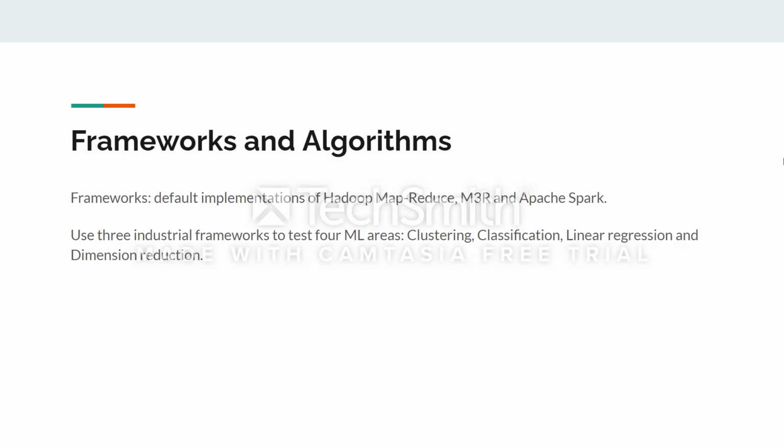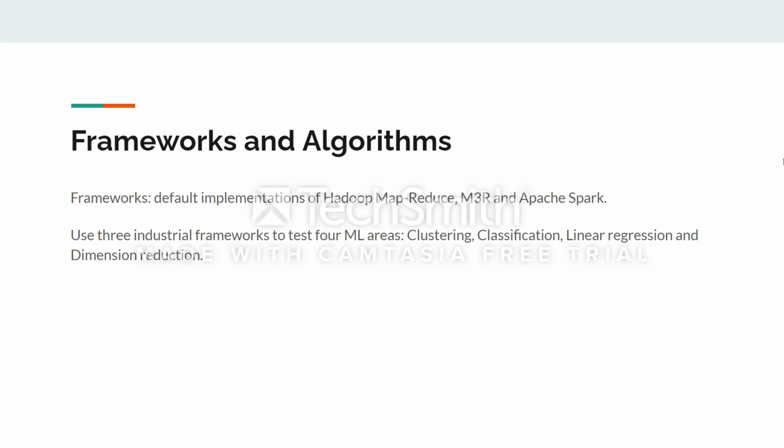So the frameworks that we're going to be using in this paper are the default implementations of Hadoop MapReduce, M3R, and Apache Spark. Now these frameworks are all industry level frameworks and are very common, which is why they've used them. They're very popular, very common, and so they're good starting points to test these algorithms on.